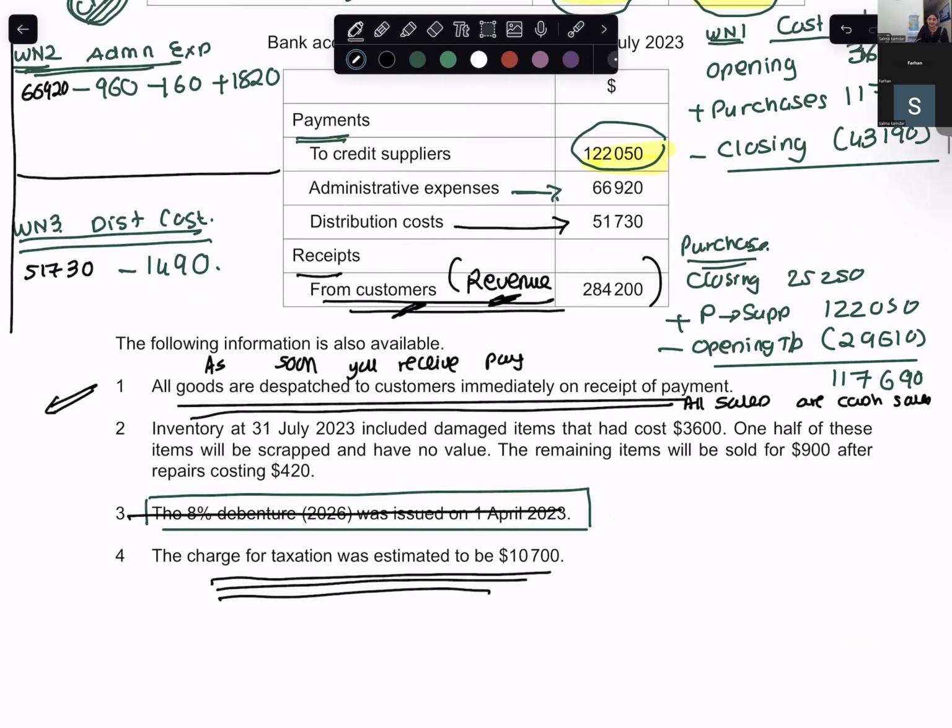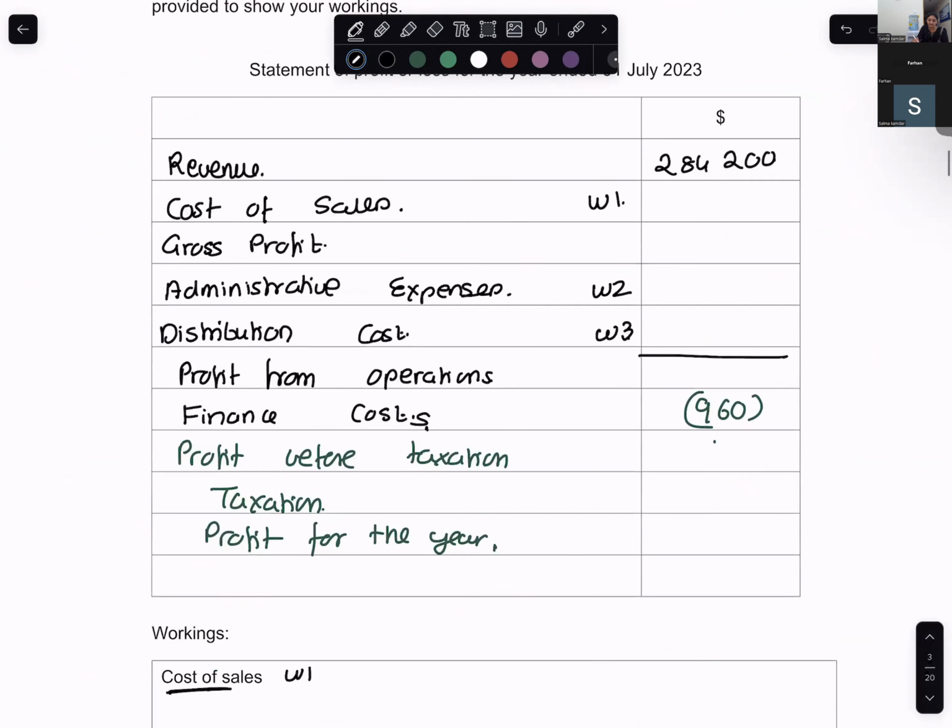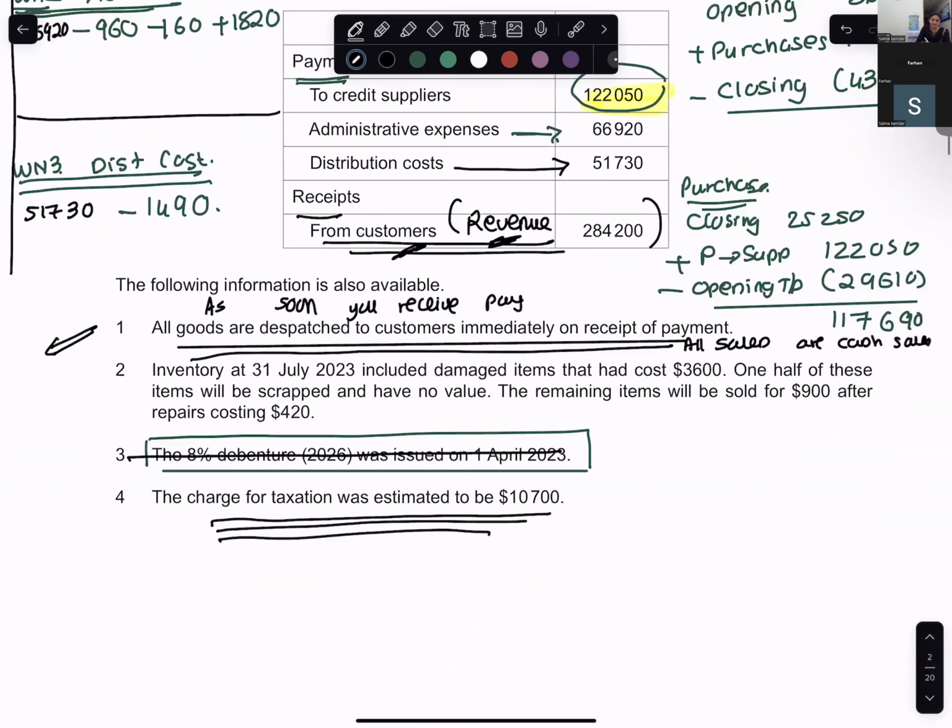10,700. Can I put it directly in the provision for tax? Yes. Now read the second adjustment and tell me how it is related.